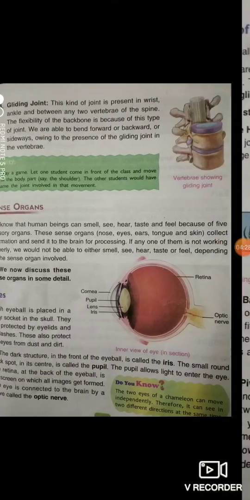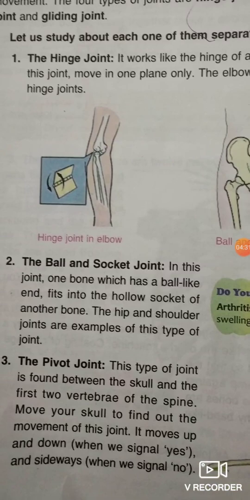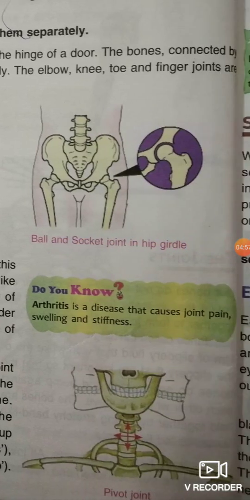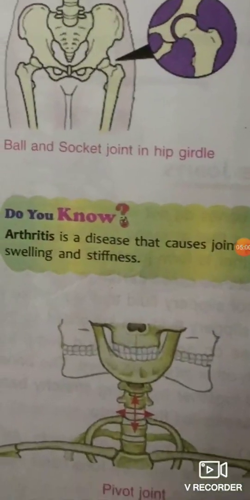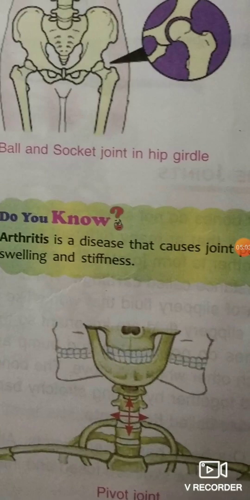Okay, now come to the pivot joint. See, this type of joint is found between the skull and the first 2 vertebrae of the spine. Okay, move your skull to find out the movement of this joint. You move your skull, you will see how it moves. It moves up and down when you say yes, and sideways when you say no. Okay, you just try. This is the pivot joint. Here, see the red arrow mark. This shows the pivot joint.